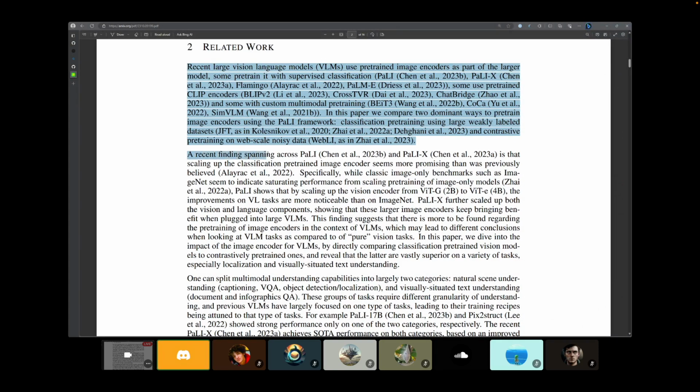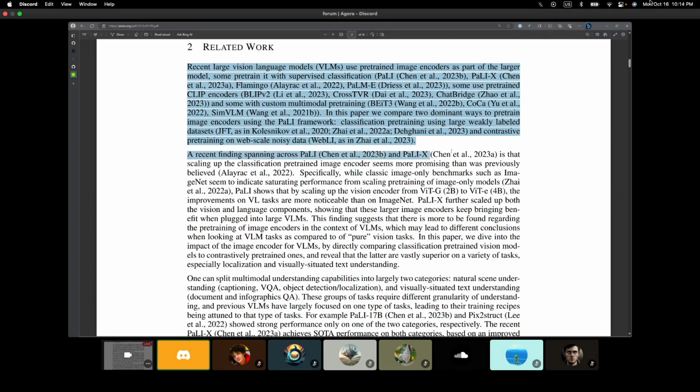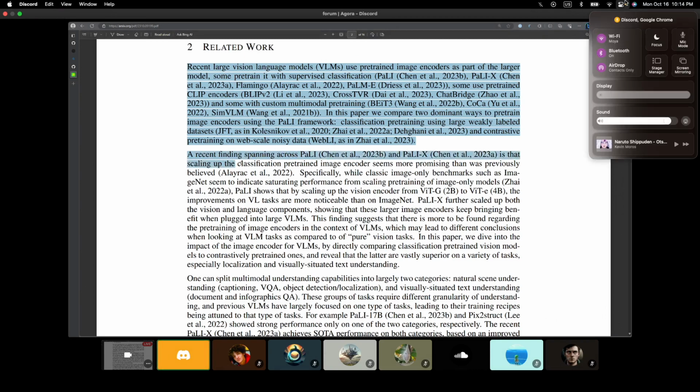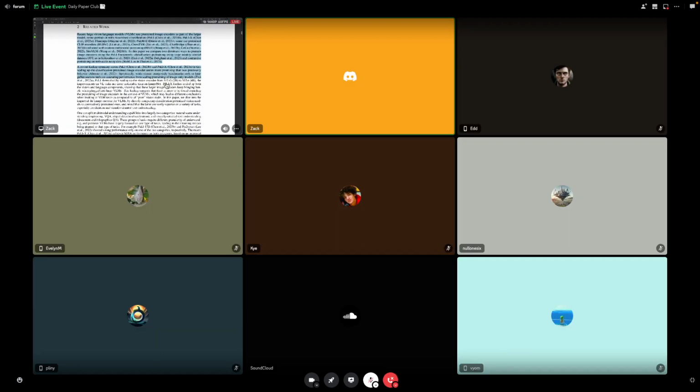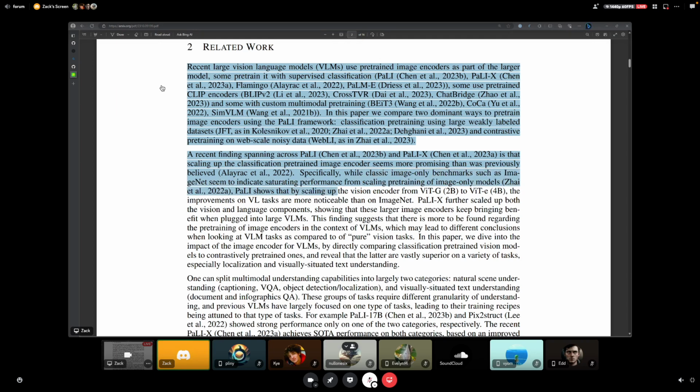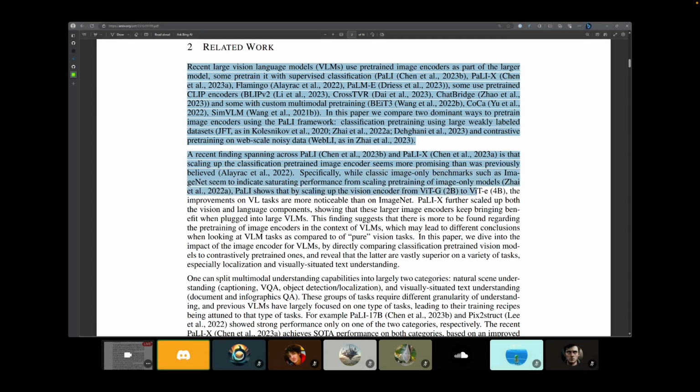A recent finding spanning across PaLI and PaLM-E is that scaling up the classification pre-trained image encoder seems more promising than was previously believed, especially while classic image-only benchmarks such as ImageNet seem to indicate saturating performance for scaling pre-training of image-only models. PaLI shows that by scaling up the vision encoder from ViT-G to ViT-e, the improvements on the VL tasks are more noticeable than on ImageNet.